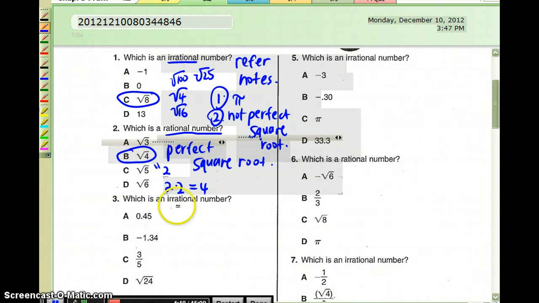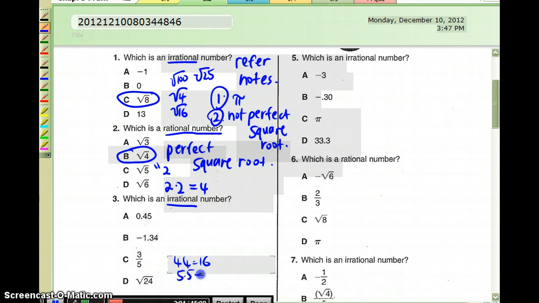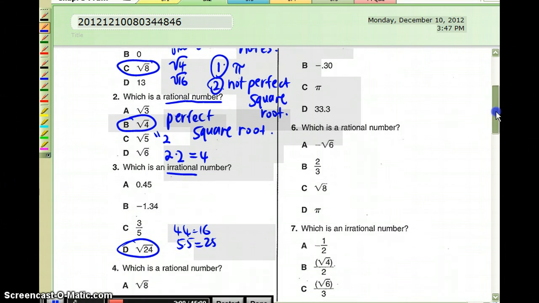Number 3, which one is irrational? Again, it could be either pi or not a perfect square root. If I look at D, I see a square root of 24. That definitely is not a perfect square root. It doesn't equal 1 or 2. 4 times 4 makes 16, so it's not 24. 5 times 5 makes 25, so it's too big. So D would be my answer. All the other ones are rational numbers.